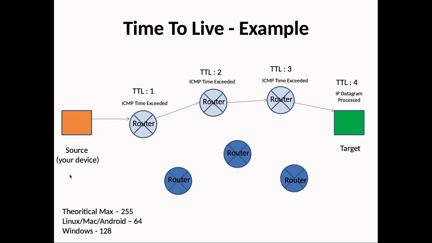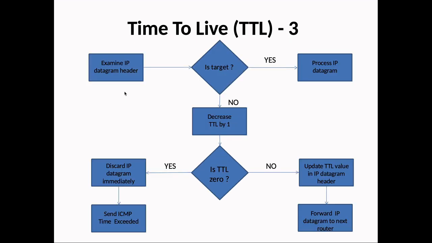Starting with the source on the left, the target on the other side, and we have all these intermediate routers, including these three routers through which the IP datagram will pass to get to the target. If the source device sets the value of TTL as 1 for an IP datagram and forwards it to the first router, it will naturally get discarded at that router itself. Why? You remember that we had this flowchart previously.